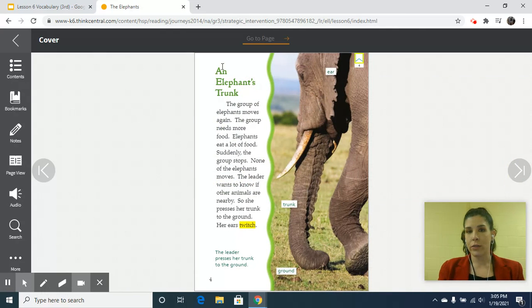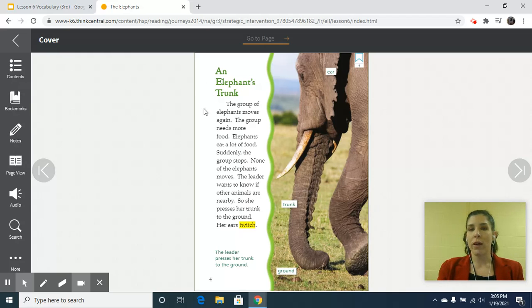So now we have a new subtitle here. An elephant's trunk. So now we're going to actually learn about what this is. So we have an ear, we have a trunk, and we have the ground. So the leader presses her trunk to the ground. Remember, the leader is a female, a girl, a woman.